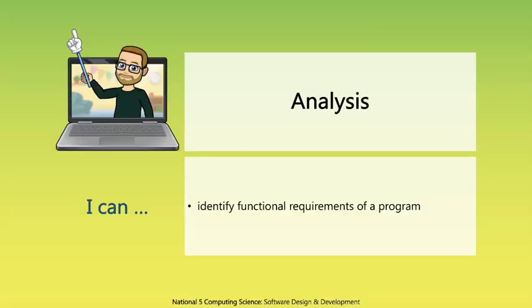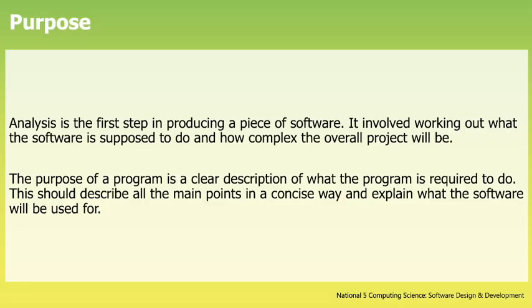So with analysis, we need to be able to identify the functional requirements of a program. Before we look at the functional requirements, we need to think, what is it that we actually want our program to do? And that's referred to as the purpose of the software. And this works out what it's supposed to do and how complex the overall project will be. So it's a clear description of what the program is required to do, and it should really explain the main points in a really straightforward way.